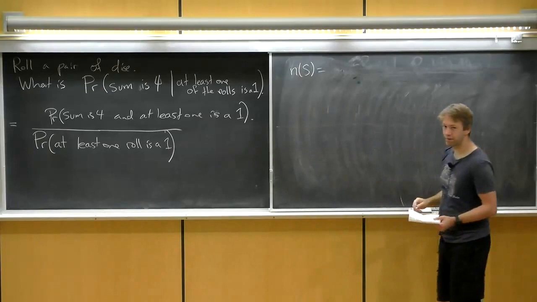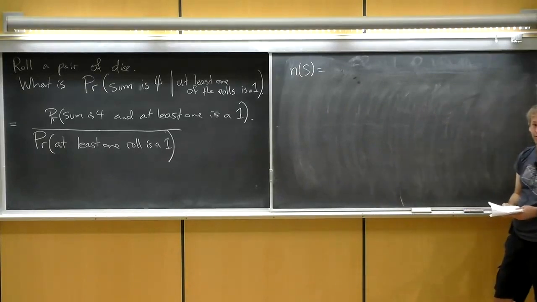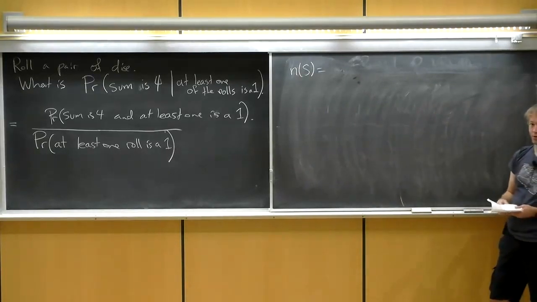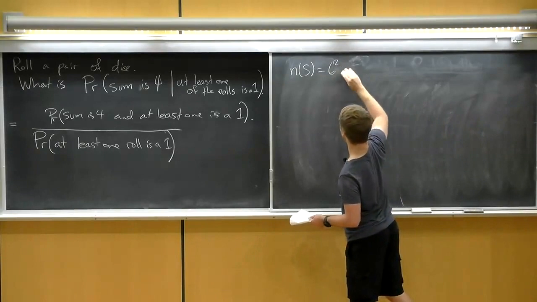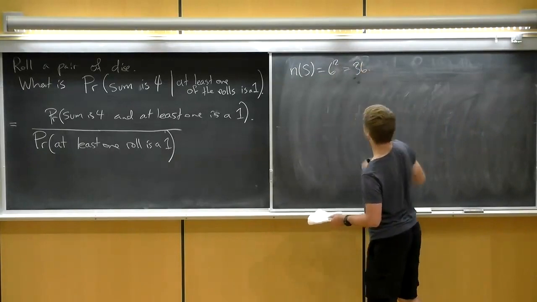So how big is the sample space for rolling 2 dice? Yeah, 36, so 6 squared, 36.